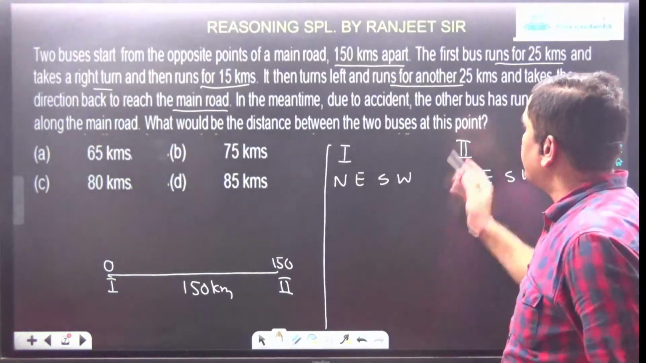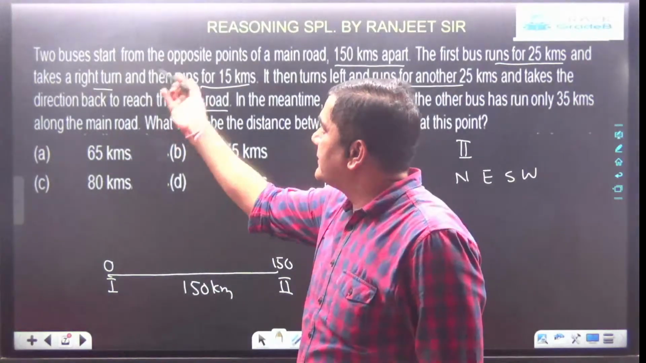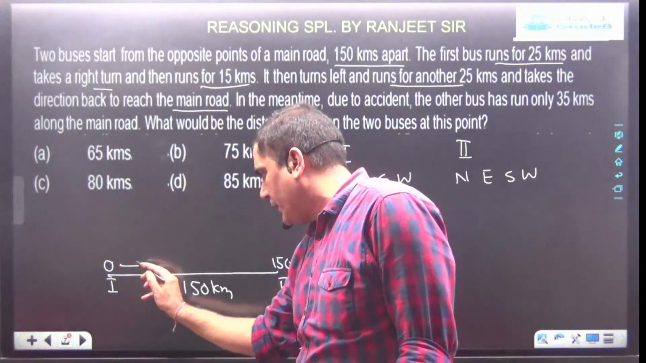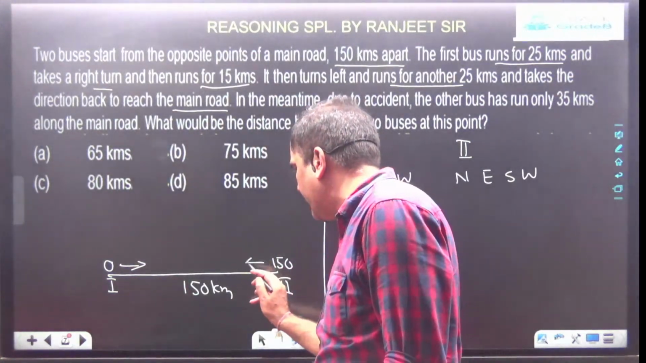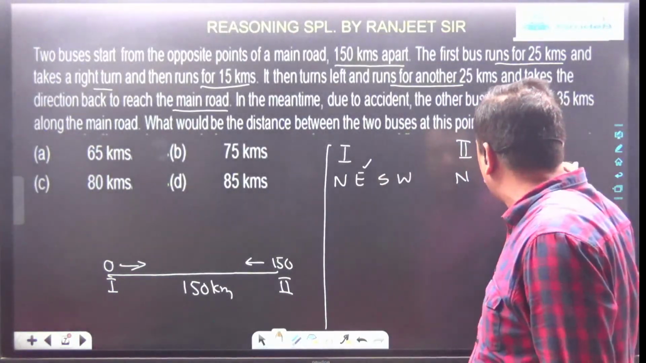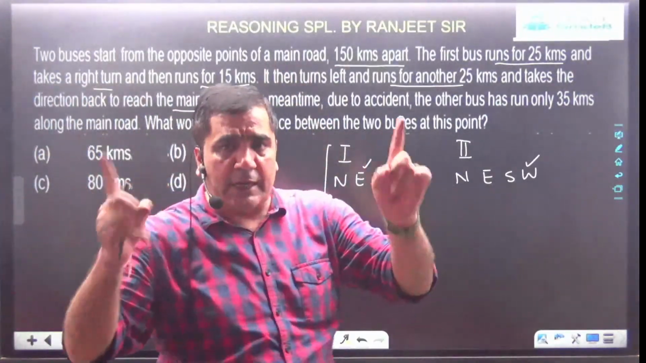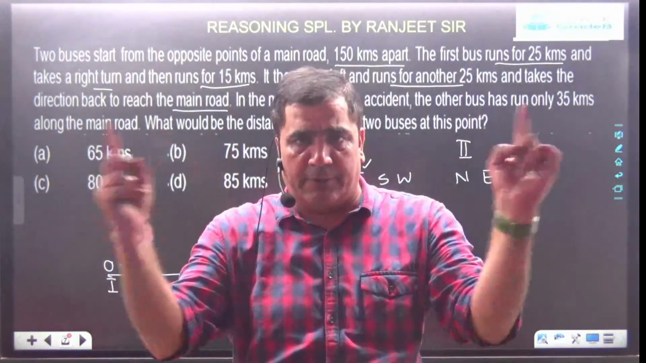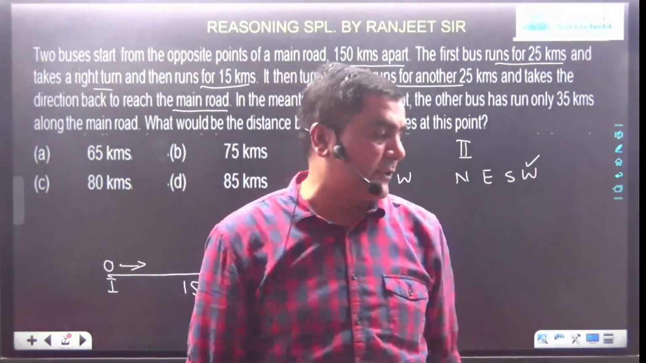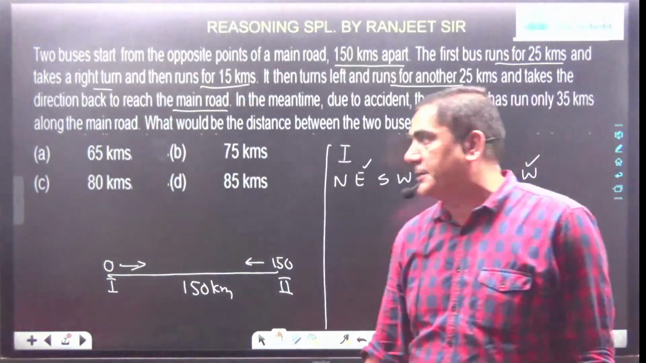Okay. Now it says the first bus runs for 25 kilometers. Initially what I am assuming, since they are moving in opposite direction, the first bus will go in the east direction, second will be going in the west direction. So for the first bus, I am going to start from here. For the second bus, I am going to start from west. Since they are moving from two points opposite to each other, they will move towards each other. So if one is moving towards west, the second will move towards east. So for the first, I will start from east and the second I will start from west.